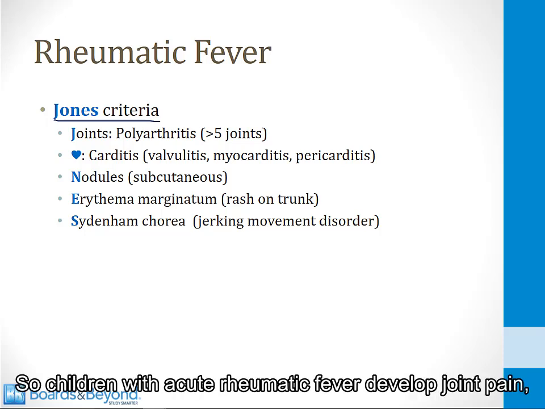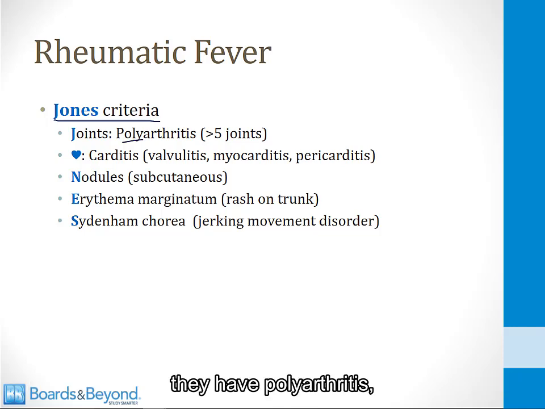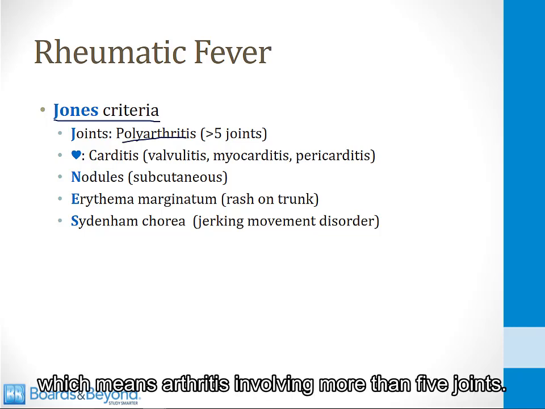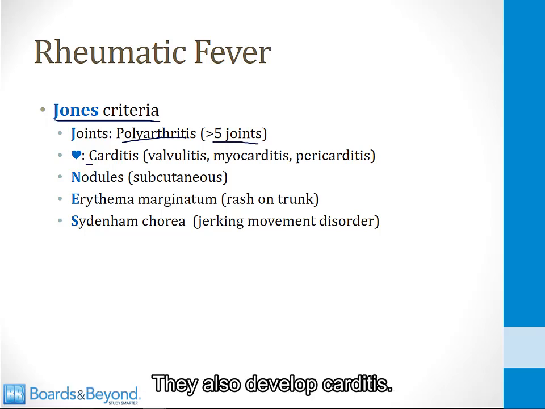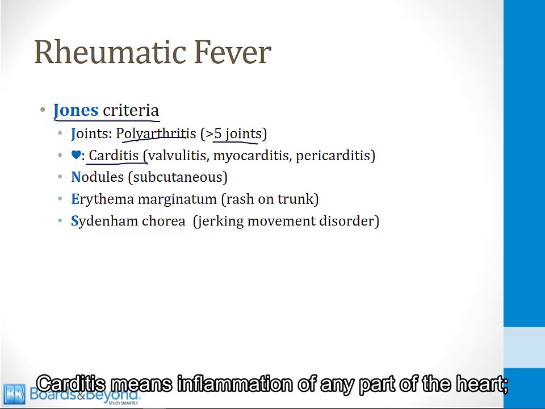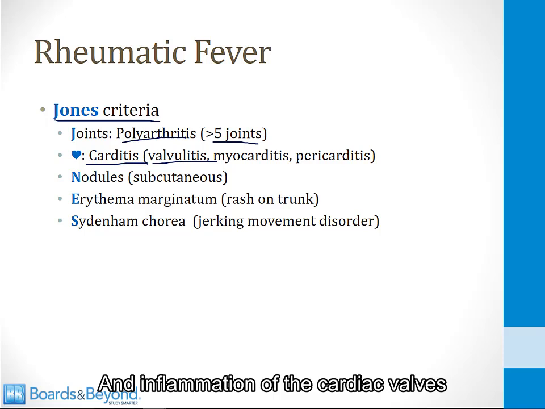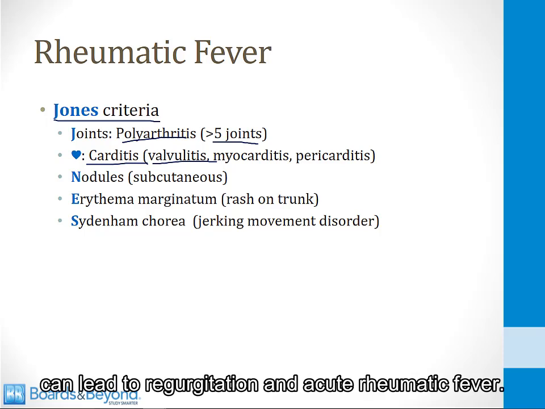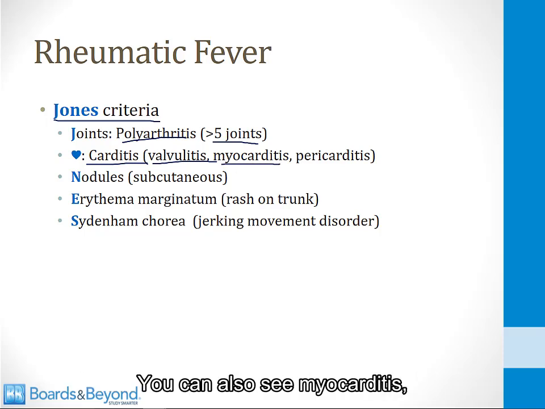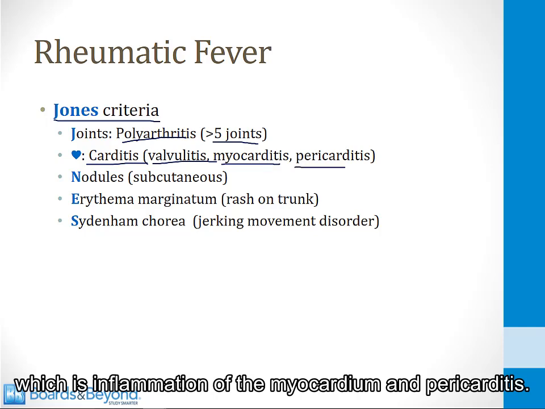So children with acute rheumatic fever develop joint pain. They have polyarthritis, which means arthritis involving more than 5 joints. They also develop carditis. Carditis means inflammation of any part of the heart. This could be a valvulitis. An inflammation of the cardiac valves can lead to regurgitation in acute rheumatic fever. You can also see myocarditis, which is inflammation of the myocardium, and pericarditis.